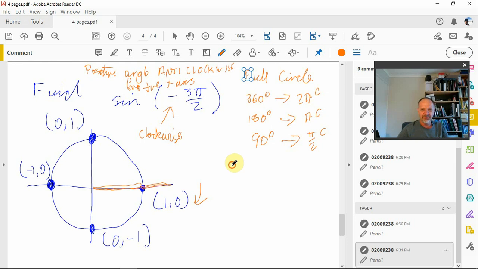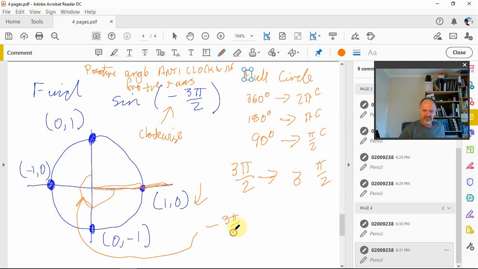So the 3 pi on 2, another way I can write that is 3 lots of pi on 2. So if pi on 2 is the same as 90, 3 lots of that would be 1, 2, 3, around to here. So this angle there that I've done is negative 3 pi on 2.